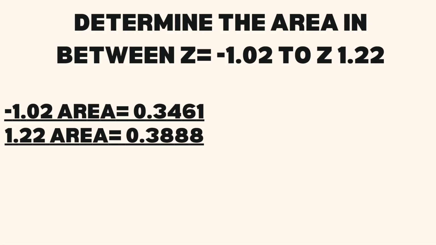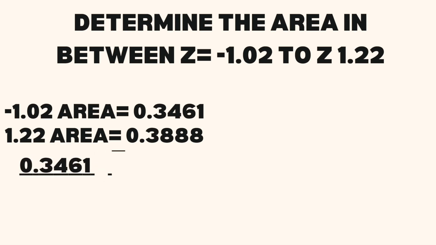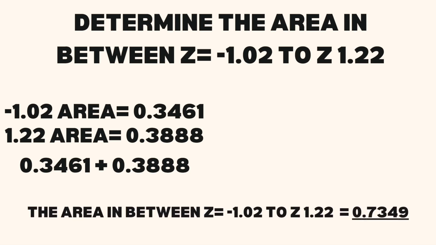Now that we determined their areas, let's add them in order to get the area in between. So, 0.3461 plus 0.3888 is equal to 0.7349. Now the area in between, to conclude, is 0.7349.